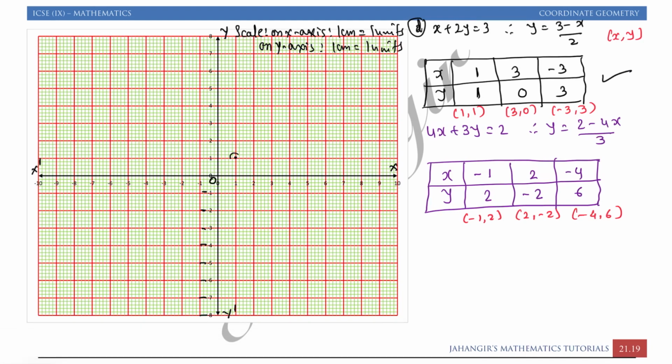It should be somewhere here. Then 3 comma 0. 3 comma 0 means x-axis value is 3, y-axis value is 0. So that is 3 comma 0. Then minus 3 comma 3. So x is minus 3, y is 3. With x negative and y positive, it will be in the second quadrant, minus 3, 3. Once you get 3 points, you can just draw a straight line passing through the 3 points.